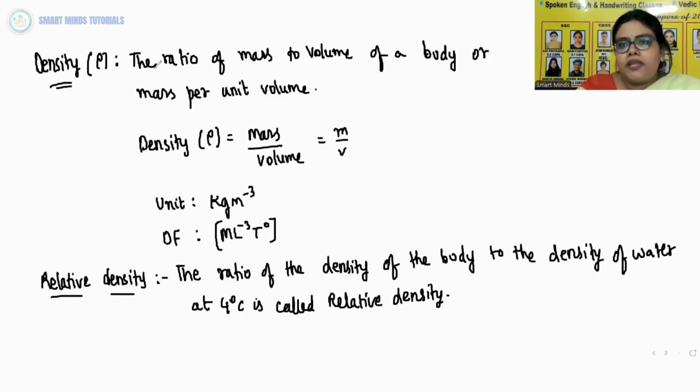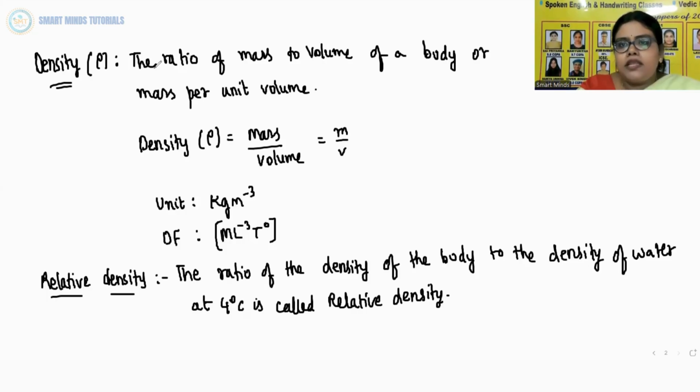Now the next topic is density. Density is denoted by rho. Its definition is the ratio of mass to volume of a body, or mass per unit volume, is called density. The formula for density is mass by volume, that is m by v, and the unit is kg per meter cube. The dimensional formula is M L power minus 3 T power 0.